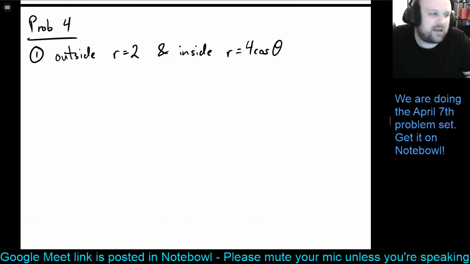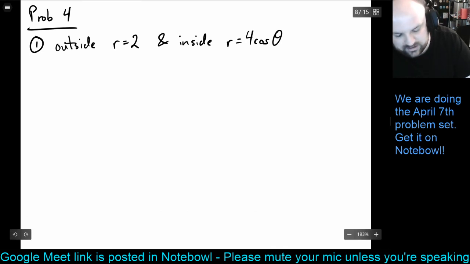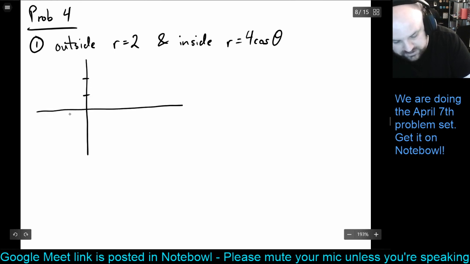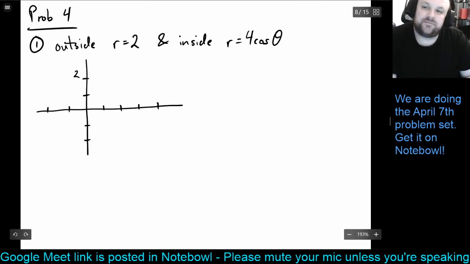So, graphing these kinds of things, it's been a minute since we've done it. I think it's back in January. It's the second week of class we talked about graphing polar equations. It might be a little while. But let me toss the graph of these out real quick.